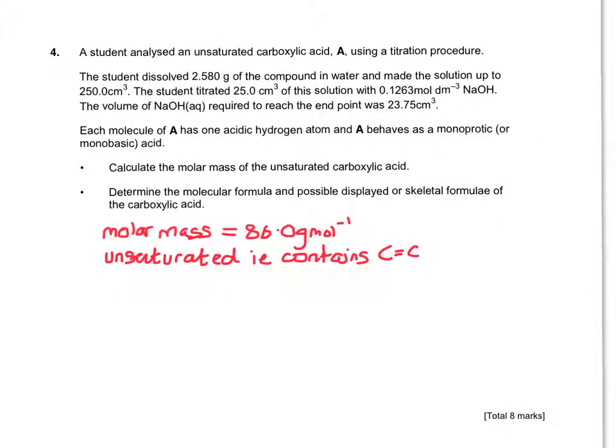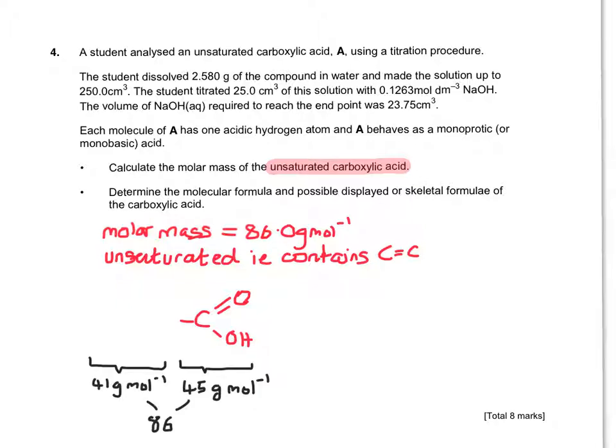So we know the molar mass is 86 grams per mole. We know that it's unsaturated, and we know it's a carboxylic acid. Now, the carboxylic acid part accounts for 45 grams per mole. So the rest of it must add up to 41. So we've now got to try and work out what that might be. So I'm going to take a bit of a leap in the dark here, and I'm going to put in 3 carbons, because 3 carbons add up to 36. And obviously 5 hydrogens add up to 41. So now we have a possible structure.